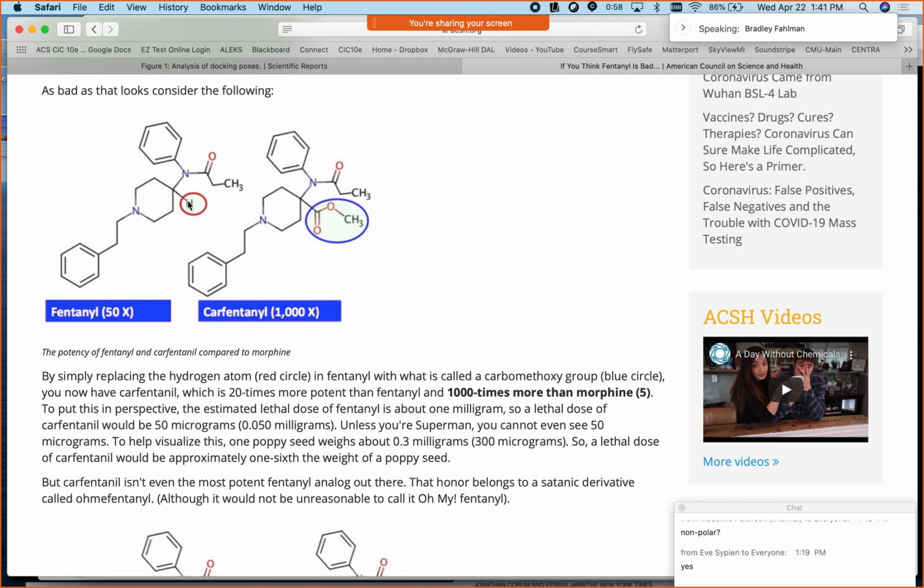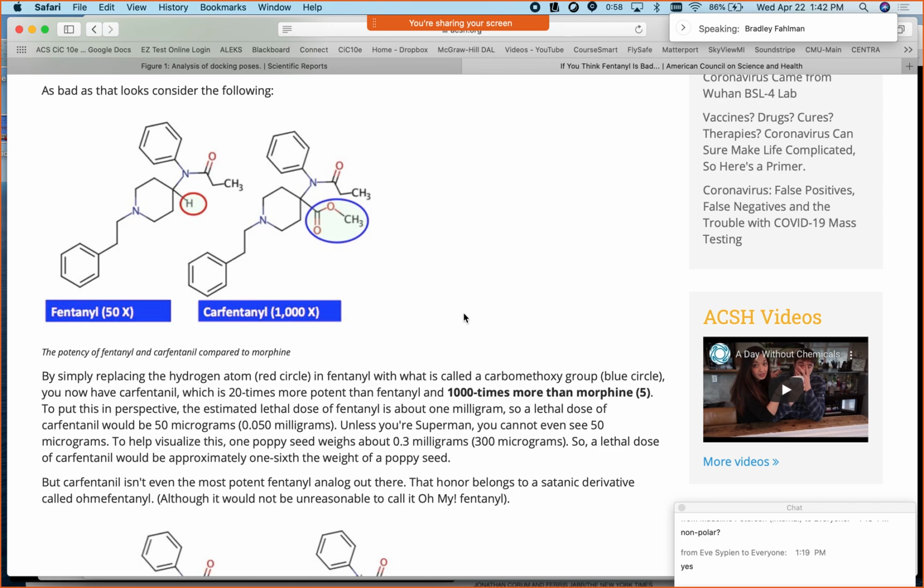Okay, and so the only difference between fentanyl and carfentanil is, again, just one substituent. So you replace a hydrogen with this group, and because of this, now you have stronger hydrogen bonding with the receptor sites in your brain. And now, instead of it being 50 times more dangerous than morphine, it's 1,000 times more dangerous.